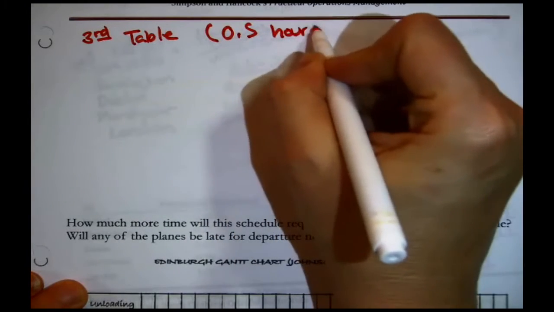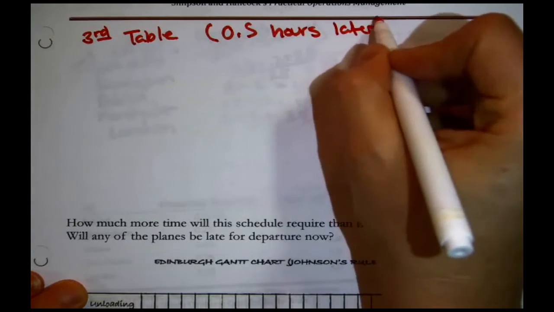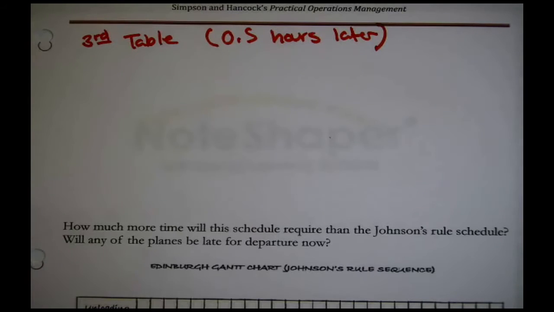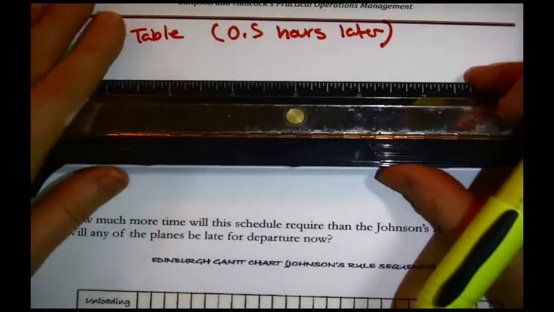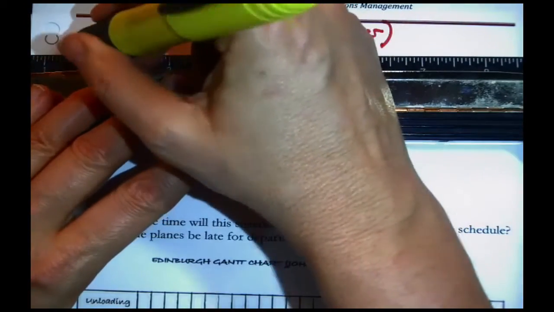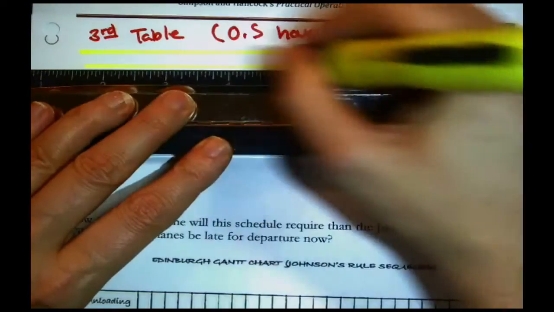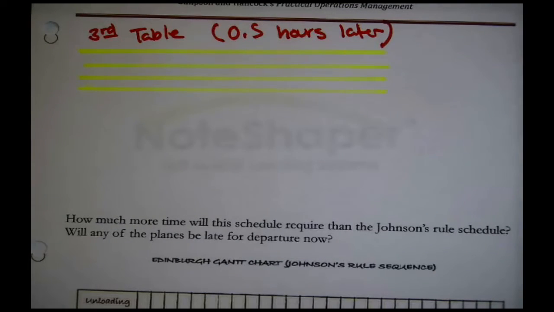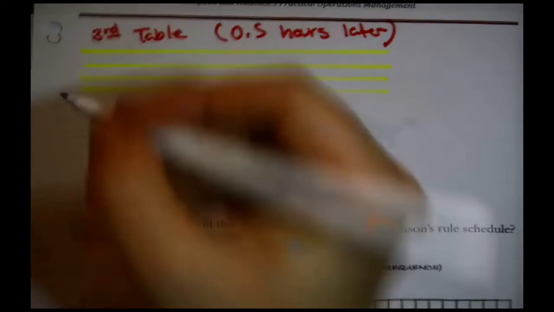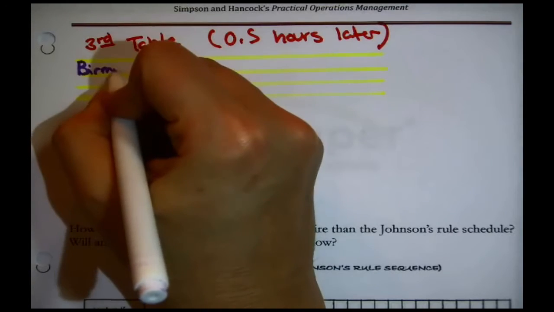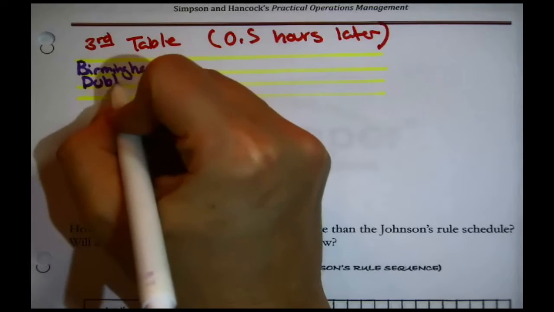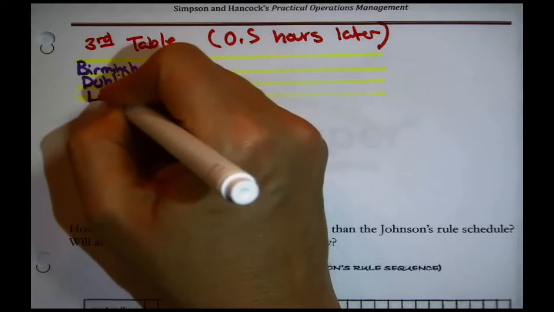When it's a half hour later, the good news is now I only have to calculate 3 rules because we keep losing a jet each time. I'm again going to draw some lines just so that they stay straight. 3 flights, 1, 2, 3. This time we're still trying to find a place for Birmingham, and we're still trying to find a place for Dublin, and we're still trying to find a place for London.